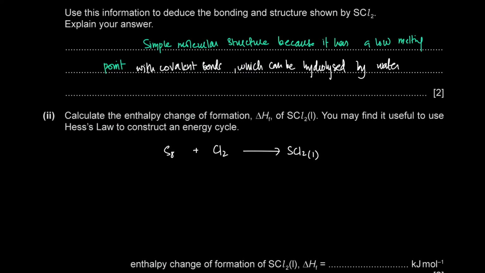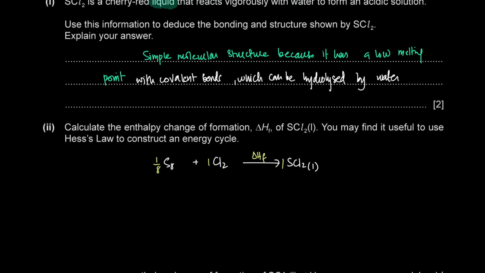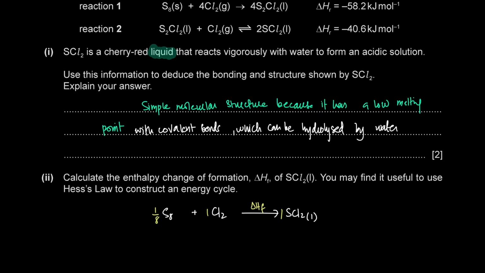So the right hand side has to be 1. So then we have 1 Cl2 and we have 1 over 8 S8. Again, this is the enthalpy change we want to find, the enthalpy change of formation. We can complete this energy cycle using the reactions that they've given us above.